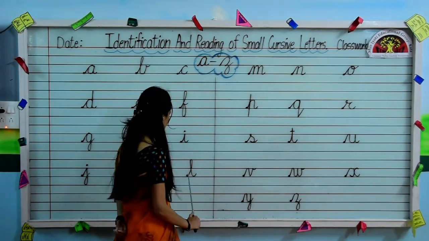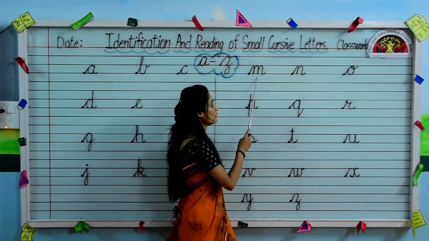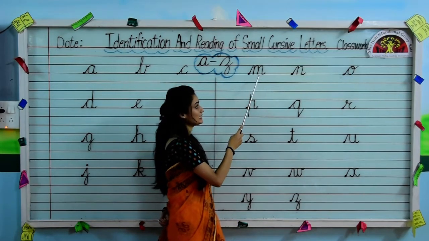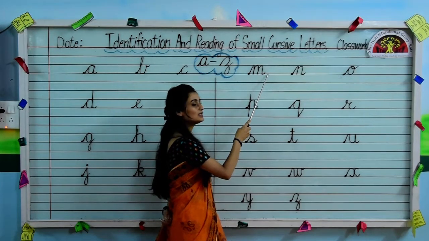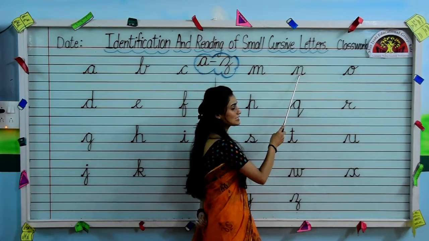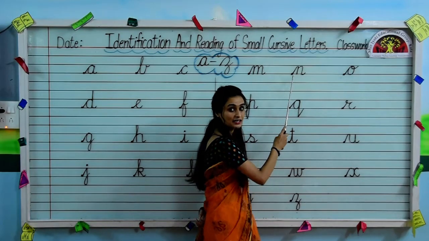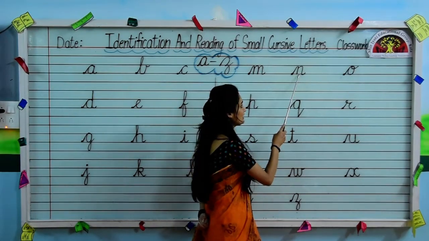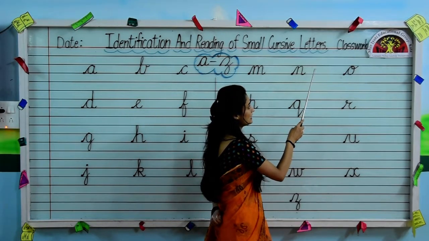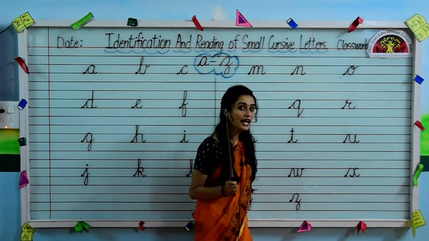Which is the next letter? What comes after L? The next one is M. M for monkey. This is written between the second and the third line. Very nice. Now tell me, which is this letter? Identify this letter kids. The next one is N. N for nest. This is also written between the second and the third line. Okay kids, this is small cursive letter N.